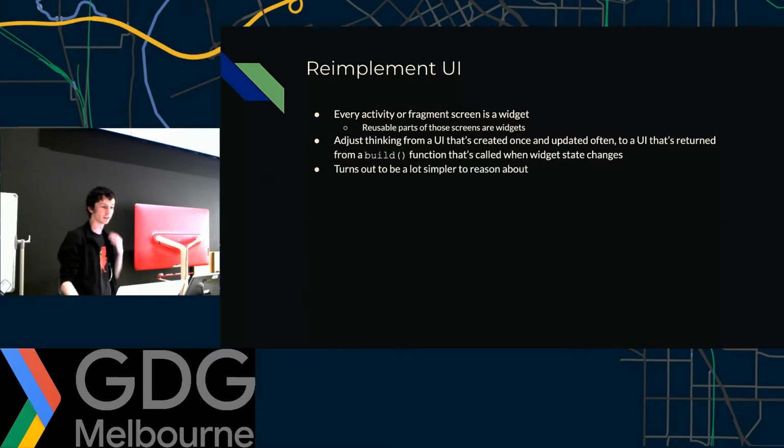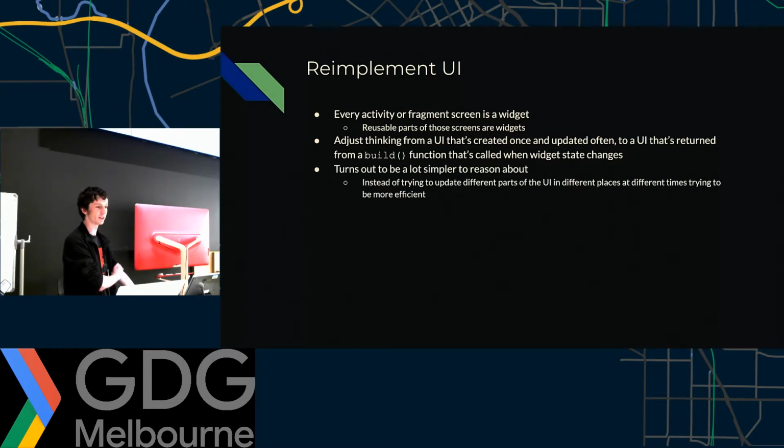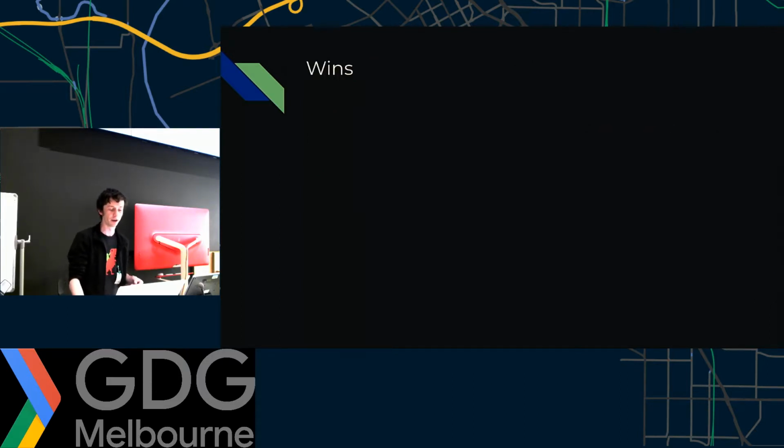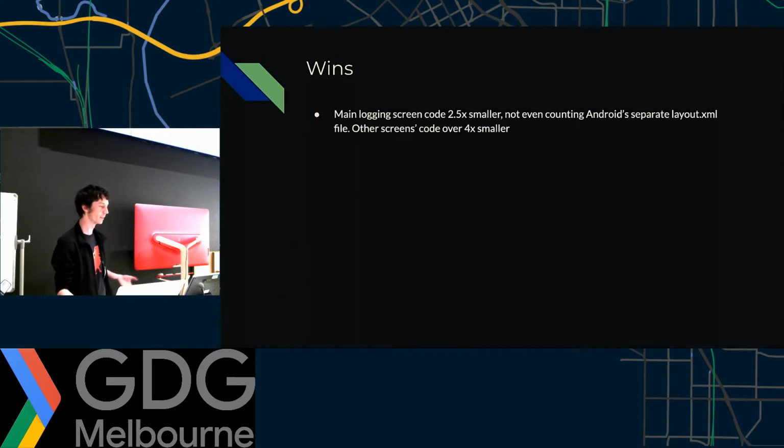And that makes things a lot easier to reason about because instead of having to update different parts of the UI at different times to be more efficient, you just declare what your UI is as a function of the widget and a function of its state. So that turns out to be quite a lot easier. It made the main logging screen code like 2.5 times smaller without even counting the Android layout XML files. Other screens are up to 4 times smaller.